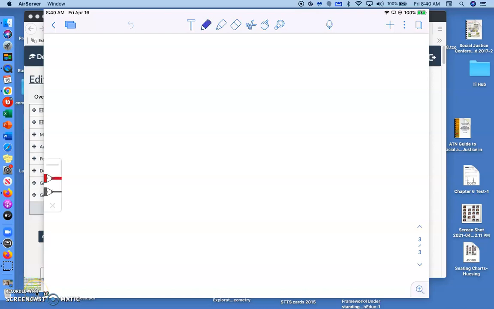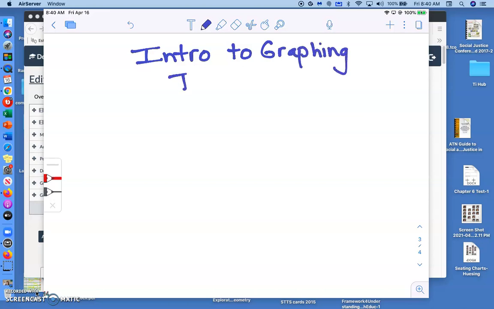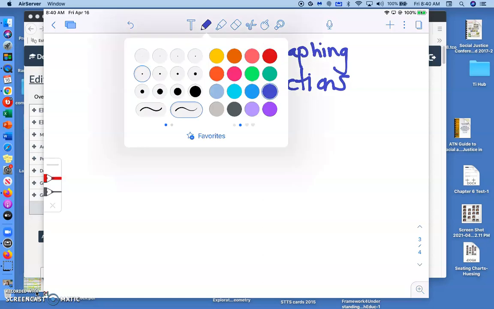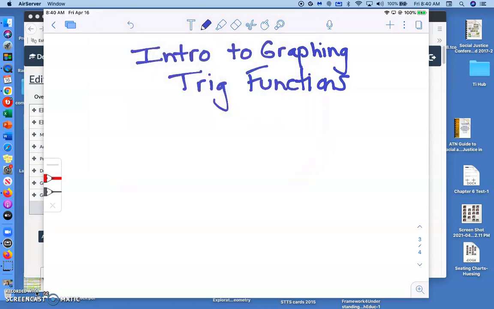So today we're going to keep building upon what we did yesterday in the Desmos investigation. And so you could title this Intro to Graphing Trig Functions. So as a reminder of what we did yesterday, we took a look at the unit circle and these periodic functions. And we took a look at certain angles here.